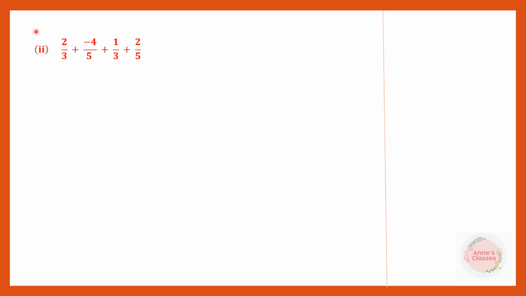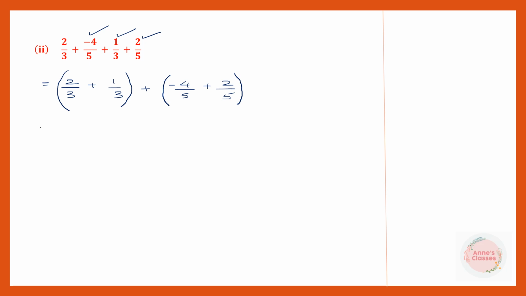Question 2. Here also we have 4 rational numbers. Look out for rational numbers that have the same denominator and put them into groups. So here we have 2 by 3, and which is the other rational number with the denominator 3? It's plus 1 by 3. This is the first group. Now look at the second group. The denominator is 5. So that's minus 4 by 5 plus the other rational number, 2 by 5. This is the second group.